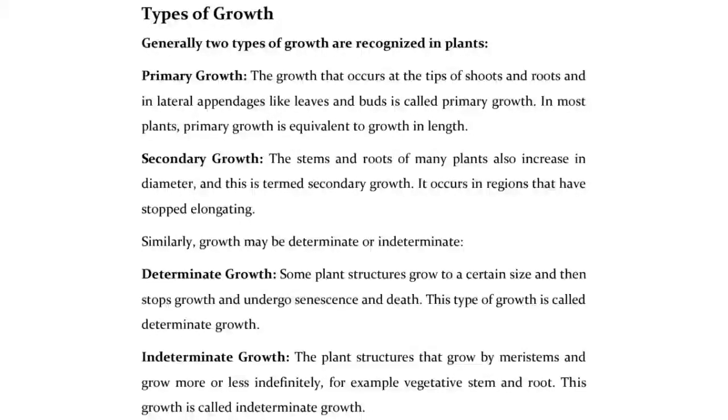Similarly, growth may be determinate or indeterminate. Determinate growth: some plant structures grow to a certain size and then stop growth and undergo senescence and death. This type of growth is called determinate growth. Indeterminate growth: the plant structures that grow by meristems and grow more or less indefinitely, for example, vegetative stem and root. This growth is called indeterminate growth.